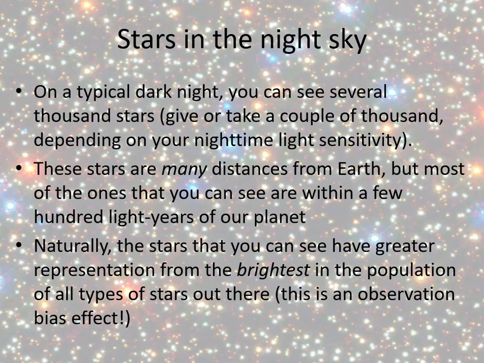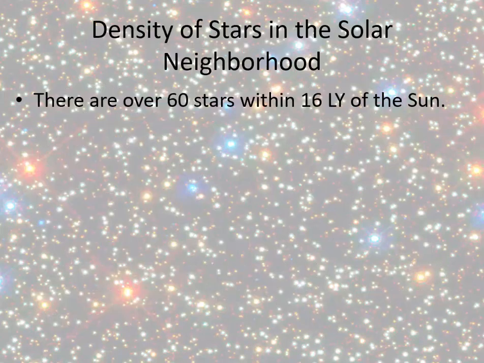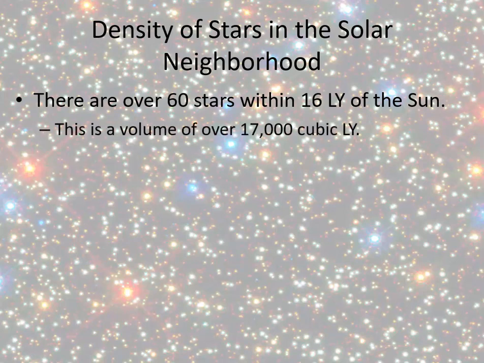In fact, the closest star to our sun is way too dim to be seen without good binoculars or a telescope. So, just to get an idea of the density of the stars in what we call our solar neighborhood, within like 16 light years of our sun, well, there are 60 of those. So within 16 light years, just do the volume of a sphere, 4/3 pi r cubed. That gives you about 17,000 cubic light years.